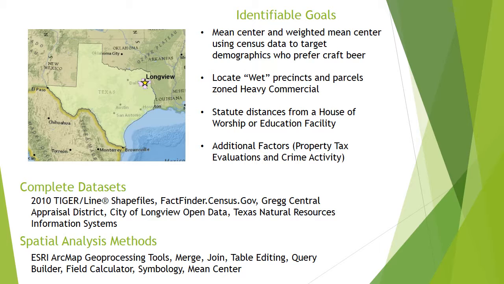Some of the methods I used were the geoprocessing tools in Esri ArcMap to merge and join. I did quite a bit of table editing in Excel with the Fact Finder table data that I got. I used Query Builder in my different data sets and feature classes to eliminate stuff outside of my scope of area. I calculated several different fields and then used a lot of symbology in the production of my maps for my analysis.